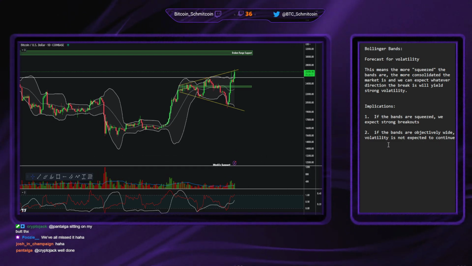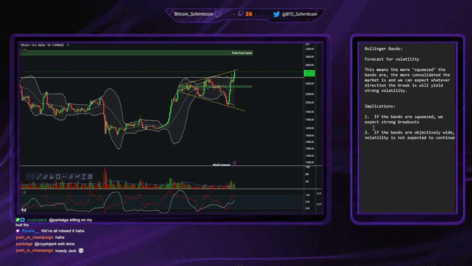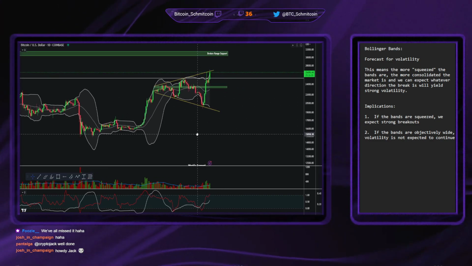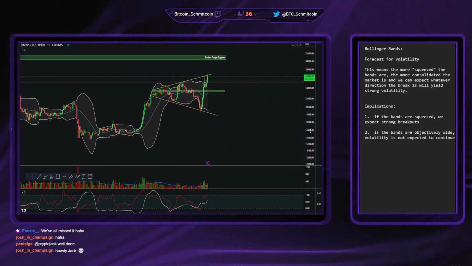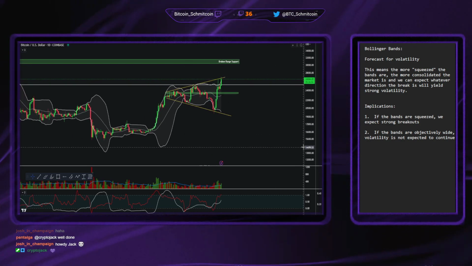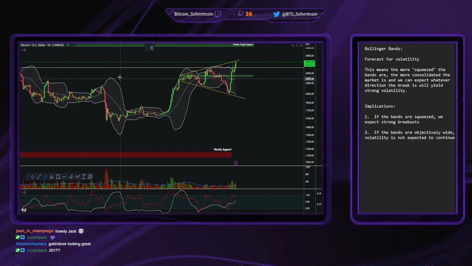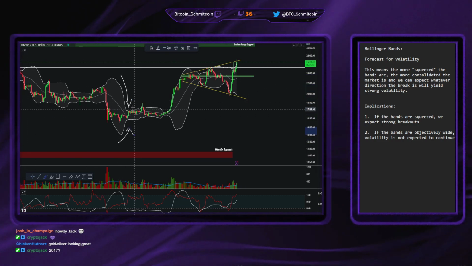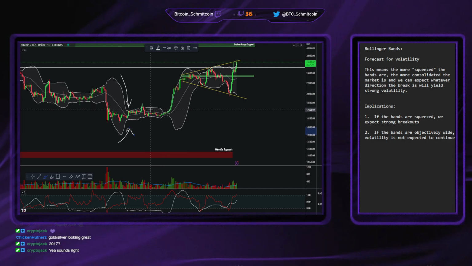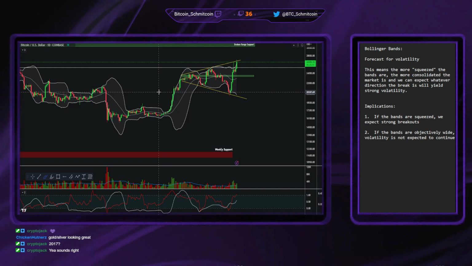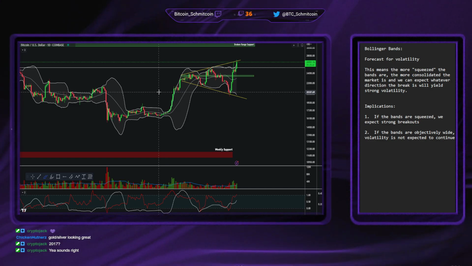Anyway, so the implications are if the bands are objectively wide, the volatility is not expected to continue. So when we look at things like this, we really want to see compressed bands that do something like this. And you can see that just because they're compressed doesn't mean they're going to break out, but you're weighing potential. The tighter the squeeze, the bigger the bang.